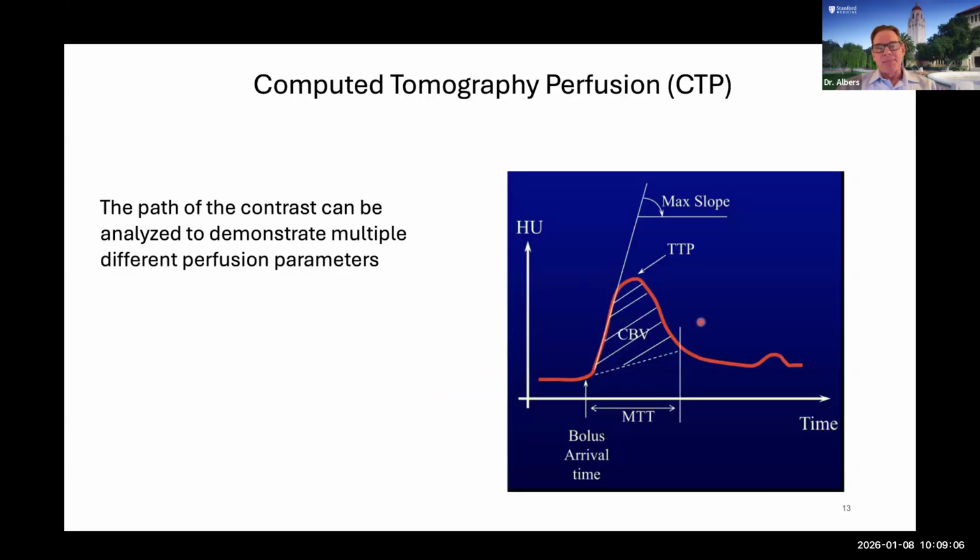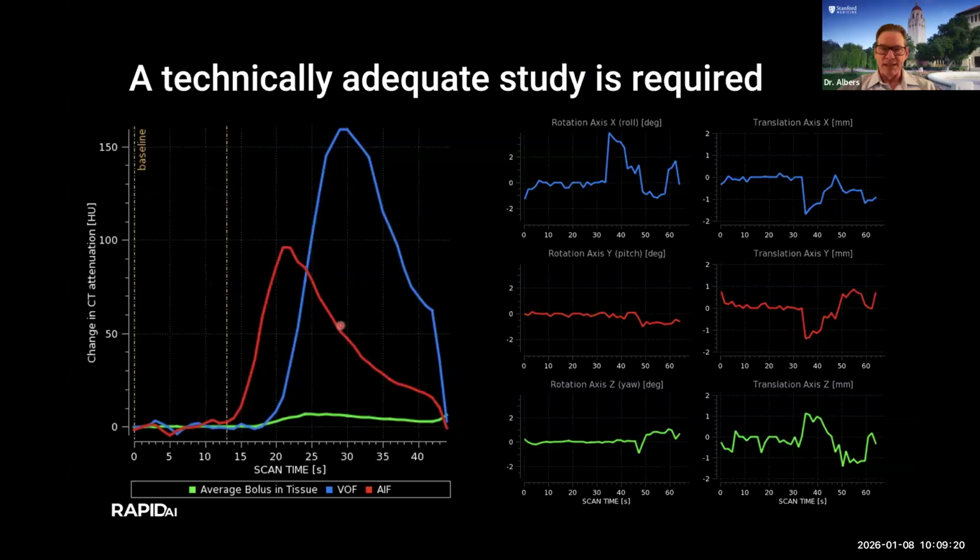From those maps, you're going to be able to generate the cerebral blood volume, the cerebral blood flow, which is heavily based on the upslope of the AIF, time to peak, and mean transit time. So a variety of perfusion parameters can then be displayed. But it has to be technically adequate for them to be meaningful.